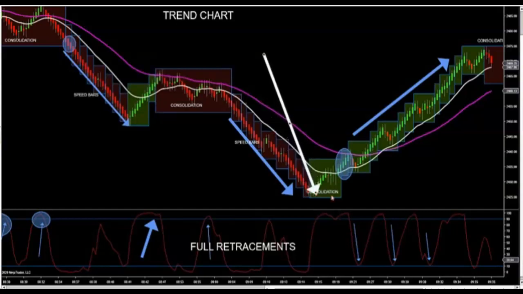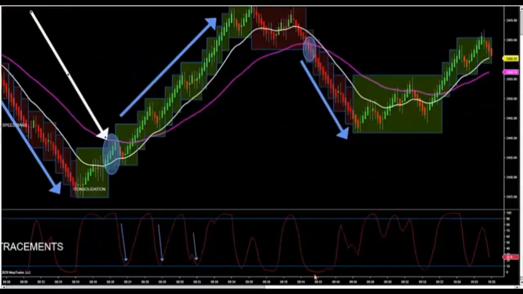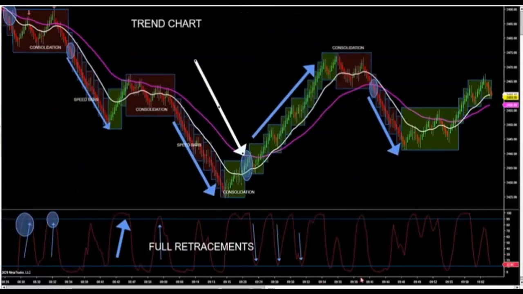Then the market reverses. Look, I get a consolidation bar down here, consolidation. There's my speed box. This tells me as a trader, get ready. I have a major heads up. I got a potential move to the upside.